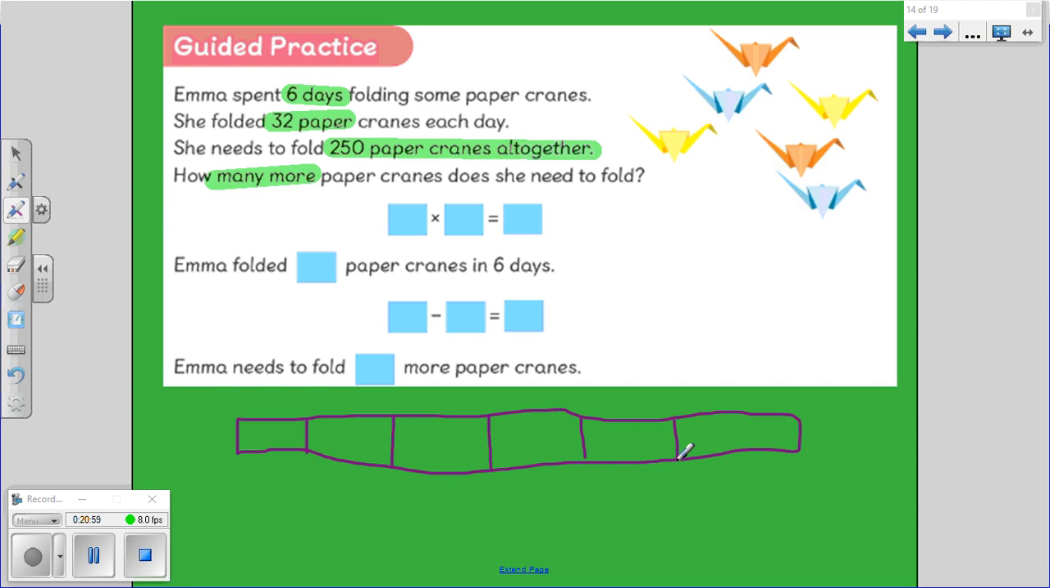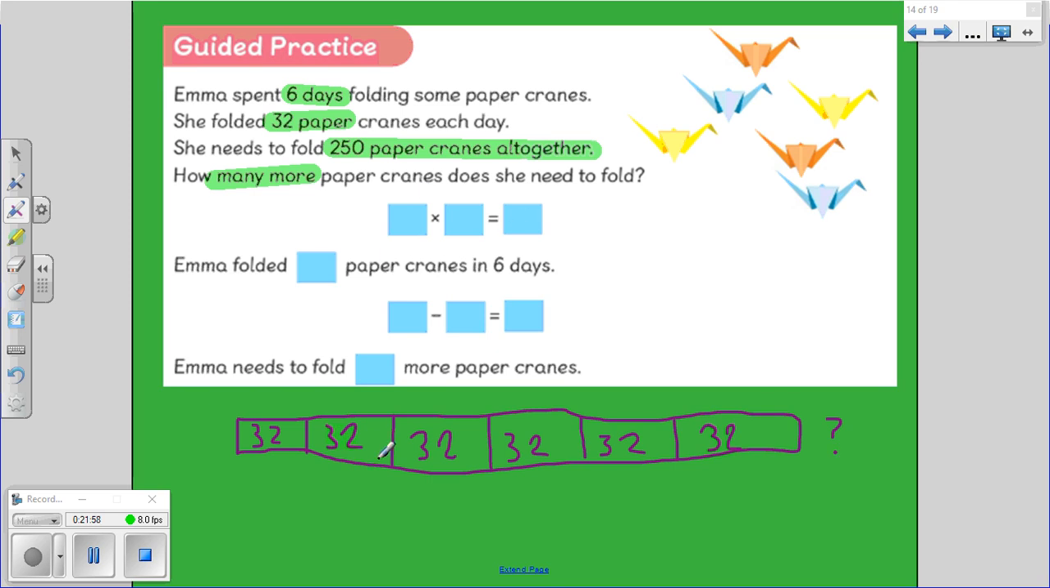Hopefully your bar is a bit straighter than mine. And then we know how many paper cranes she made in each of those days. So I can put in the number 32 for each of my parts, because that is how many paper cranes she made per day. And in total, she did it for 6 whole days. But I don't know how many cranes she made altogether. Now this sentence here could trick us because it does say altogether, but that's how many she needs to fold, so like her target, not actually how many she did manage to make. So we need to work out the total number of cranes that Emma made.